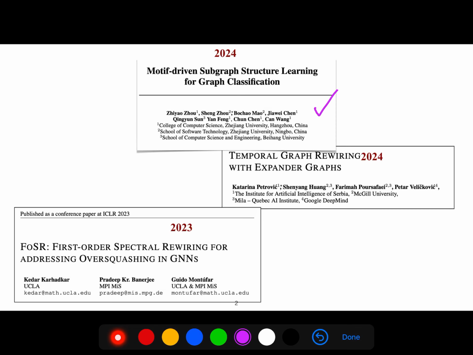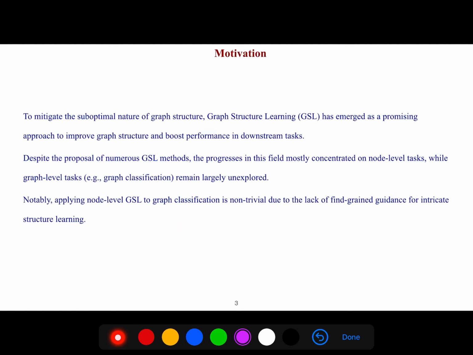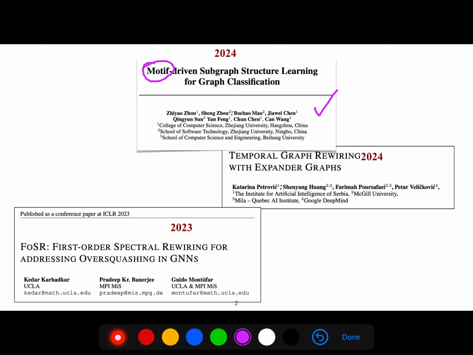Motif is a kind of structure. Also, if you are working on interpretable graph neural networks, that is very essential. You can capture it with kernels, with many different ideas like anonymous random walk, to have a better interpretable graph classification. But this paper is just talking about motif-driven subgraph structure learning for graph classification.